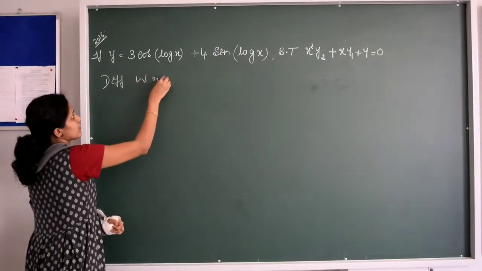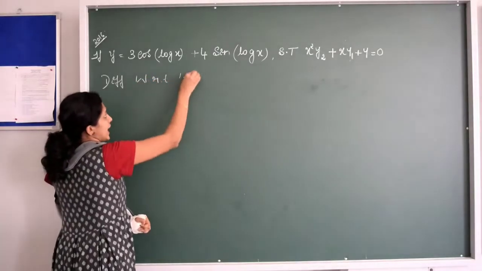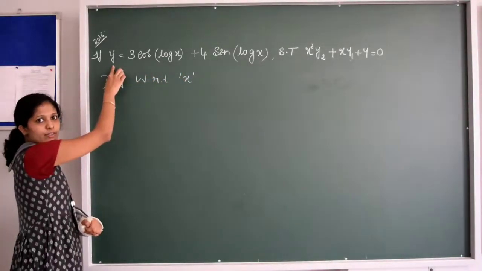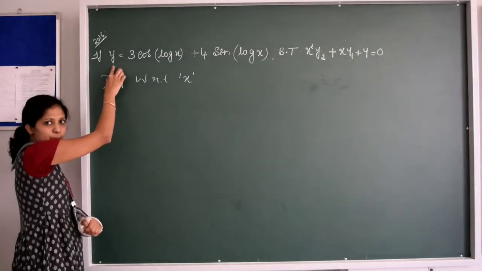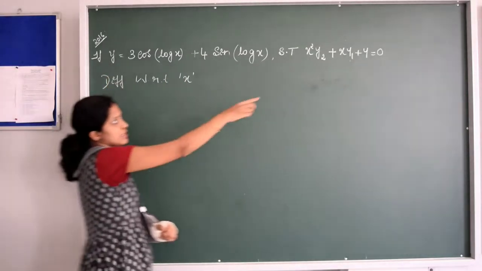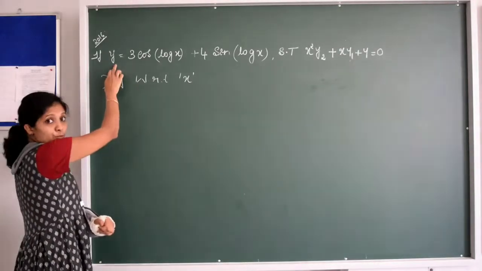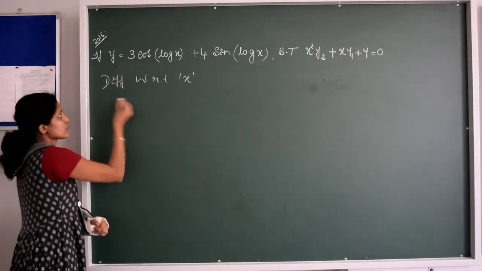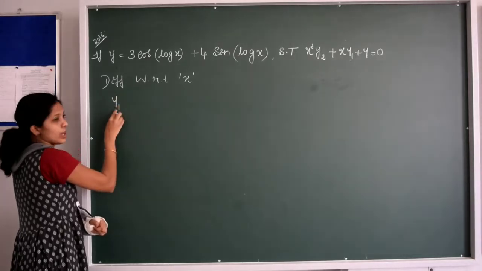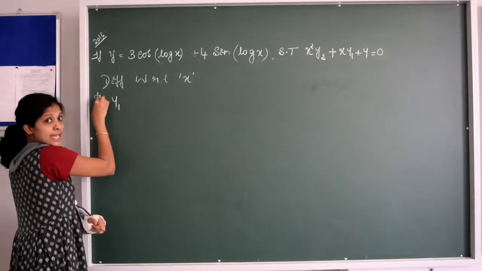We are differentiating the function with respect to x. Now the derivative of y with respect to x will be dy by dx. But in the question it is given as y1 and y2, so we will use the same symbol. So the derivative of y with respect to x will be y1. Is it clear? y1 means here dy by dx.